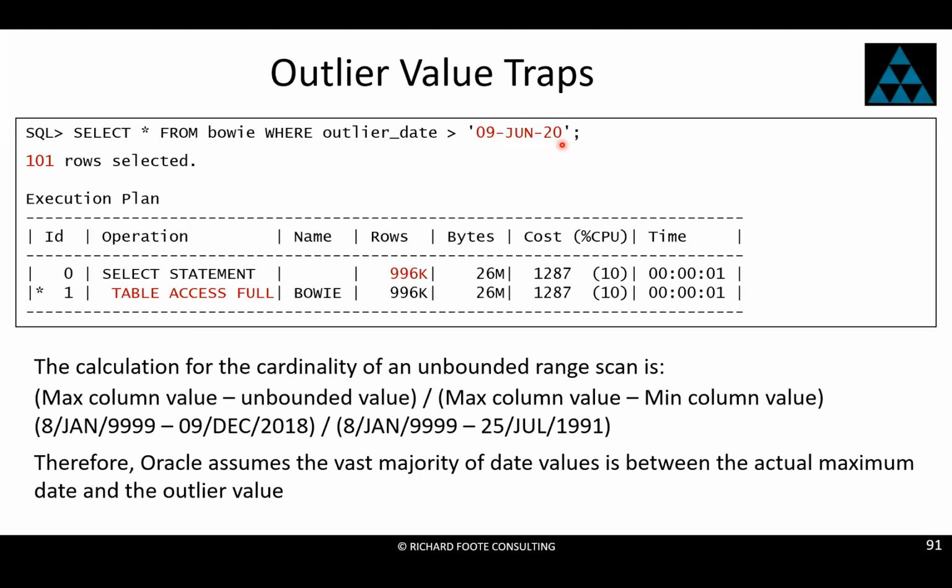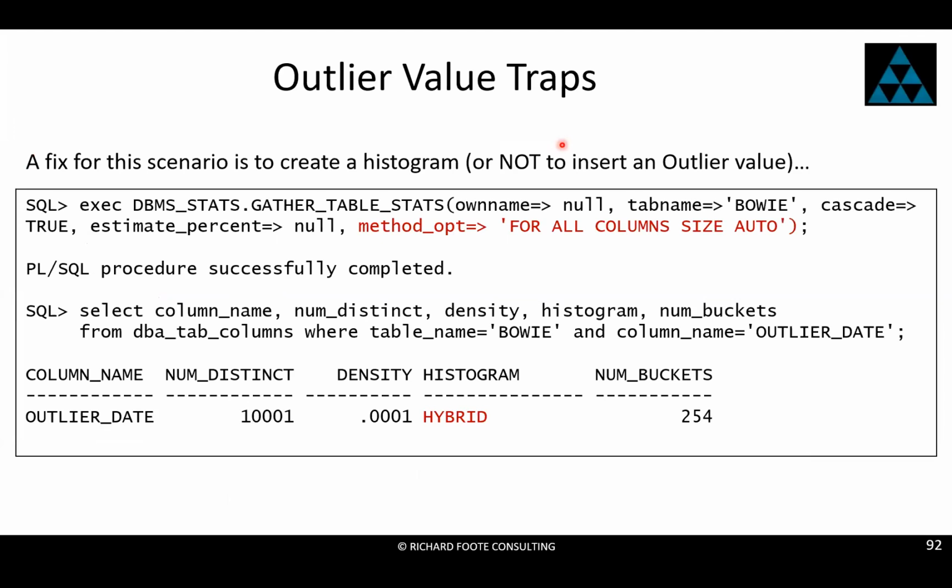It doesn't realize there's a massive hole between the 9th of June and the year 999. Without a histogram, there's no way for Oracle to detect that. So to fix this, there's two things I could do. One is I can create a histogram, because with a histogram, Oracle will be able to determine the fact that in my last bucket, I've got a huge hole worth of data here.